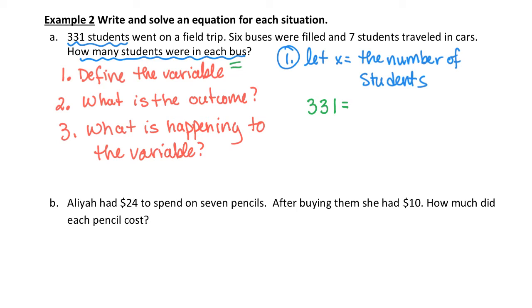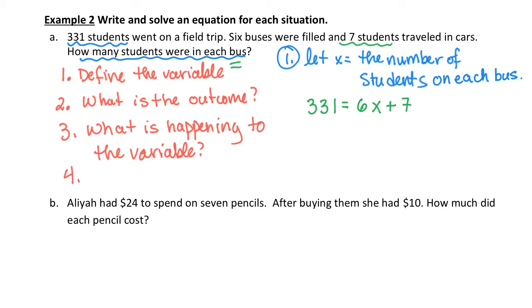Okay, so here's what we know. We've got 6 buses full of students. So I've got 6 buses that have a bunch of students in them. But I also have these 7 extra students, so I need to add them in. These are the 7 students not on the bus, okay? So I actually need to change my definition, and sometimes this will happen. The number of students on each bus is really what I want, because I don't care about those 7 students. Okay, and then the last thing I did forget to put here, so what's happening to the variable? We've got 6 buses plus 7.